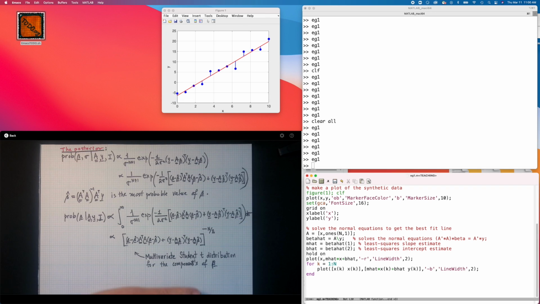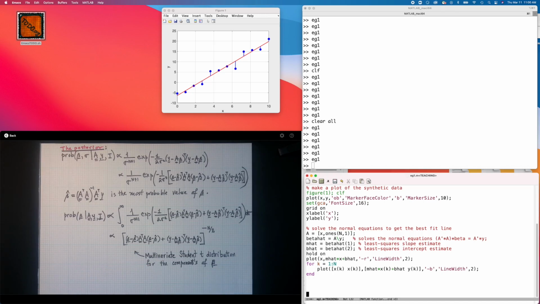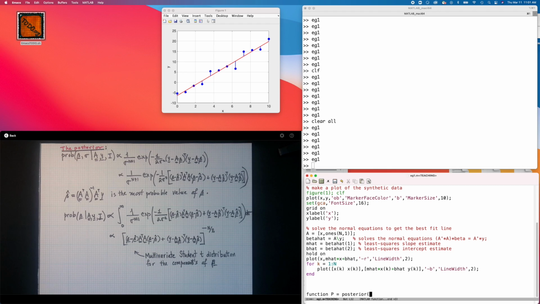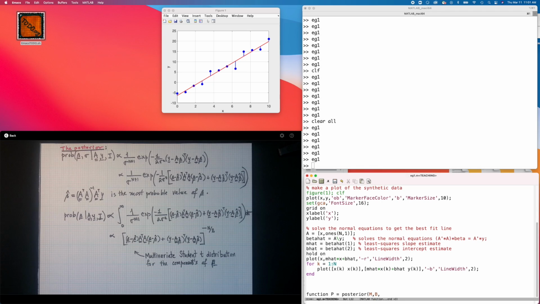Let's construct the Bayesian posterior after marginalizing out sigma, the standard deviation of the noise. Here it's a multivariate PDF, and what we're going to pass in is a mesh of M and B points. We're going to create the mesh and pass it to the posterior function. So I need M and B, which are going to be 2D meshes of slopes and intercepts on a rectangular grid. And we're going to evaluate at each point on the grid the posterior probability, conditioned on the data.